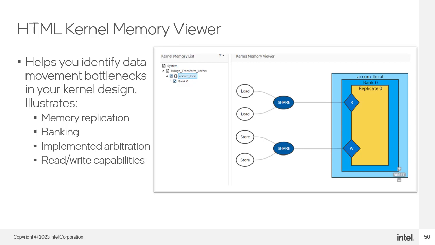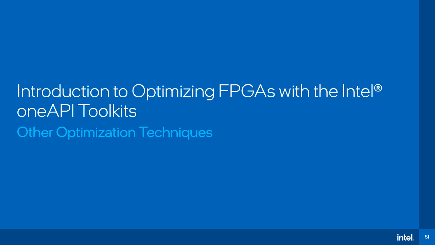All the arrays that have been declared in the kernel scope will be built up with on-chip memory. The viewer gives you a view of all the memory structures that have been built, illustrating memory replication, banking, implemented arbitration, and read-write capabilities of each memory port. The viewer helps you identify data movement bottlenecks in your kernel design. We have successfully looked at two types of optimization techniques: loop optimization and memory optimization. Next, we will look at some other techniques we can use to optimize our kernels.